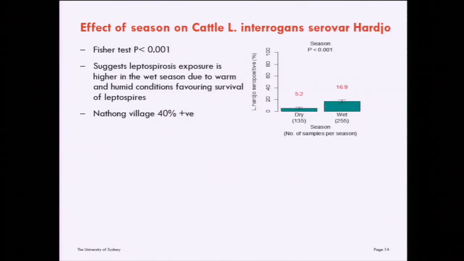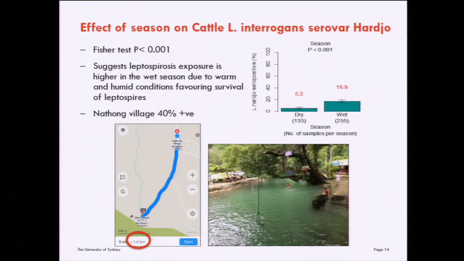We also found that lepto was significantly higher in the wet season compared to the dry season, suggesting that the warmer, moist conditions favour leptospira survival. And we thought this was quite important because in one of our villages in Vientiane, we had 40% village prevalence, which was much higher than the overall prevalence. And what was concerning is that this village is located only 1.5 kilometres from a pretty big water-based tourist attraction. So not only do these pathogens affect productivity, but also tourism and human health.